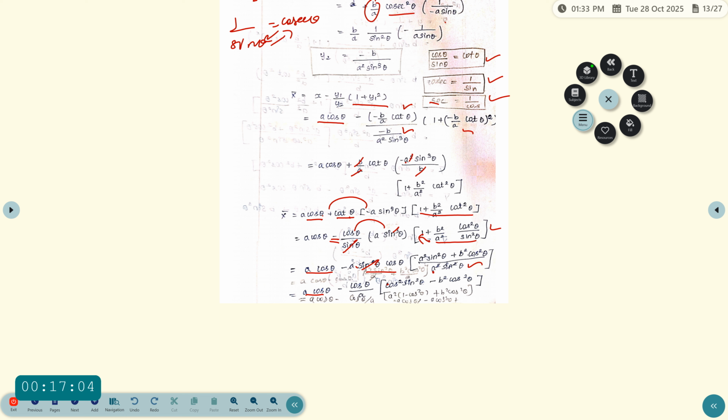How can we write this step? No need. This sin square theta can be written as 1 minus cos square theta. This b square cos square theta is as it is, we can keep. So a square minus a square cos square theta plus b square cos square theta.